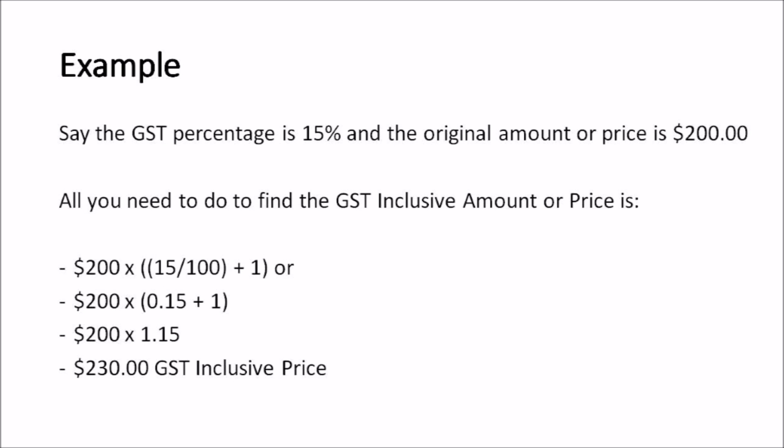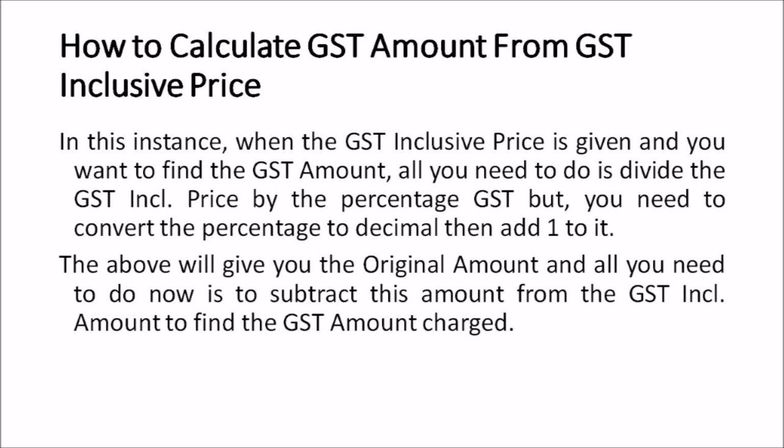So the GST amount is not given separately. When you calculate $200 multiplied by 1.15, the amount you get is already the original price plus the GST, which is $230. Now, if you had to calculate the GST amount from the GST inclusive price, this is going backwards. So in this instance, when the GST inclusive price is given and you want to find the GST amount, all you need to do is divide the GST inclusive price by the percentage GST, but you need to convert the percentage to decimal, then add 1 to it, as we did previously. We were multiplying in order to charge the GST amount to get to the GST inclusive price. Now in this example, we are going back, we are trying to find the GST exclusive price.